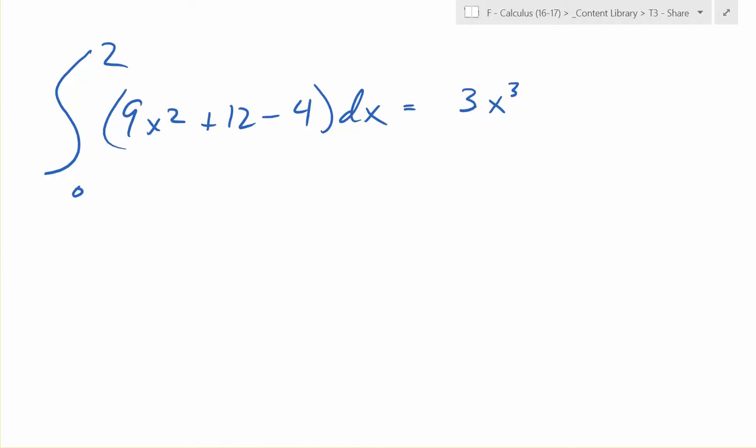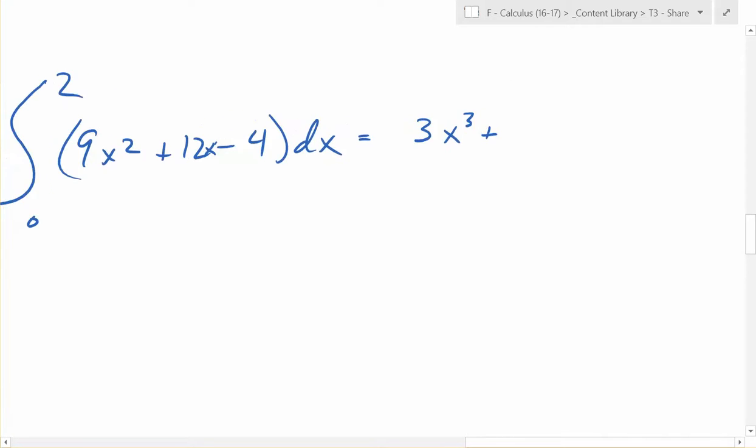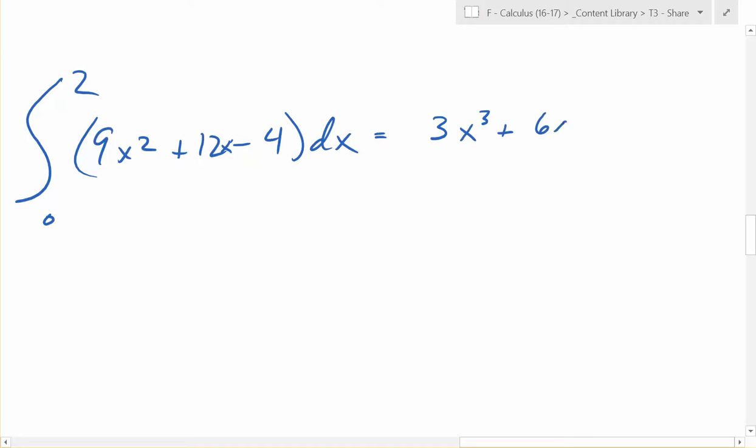And it's 12x, sorry. Can someone tell me what the antiderivative of 12x is? Well, it's going to be x to the what power? 6x squared. And what about minus 4? What's the antiderivative of that going to be? Minus 4x, exactly.